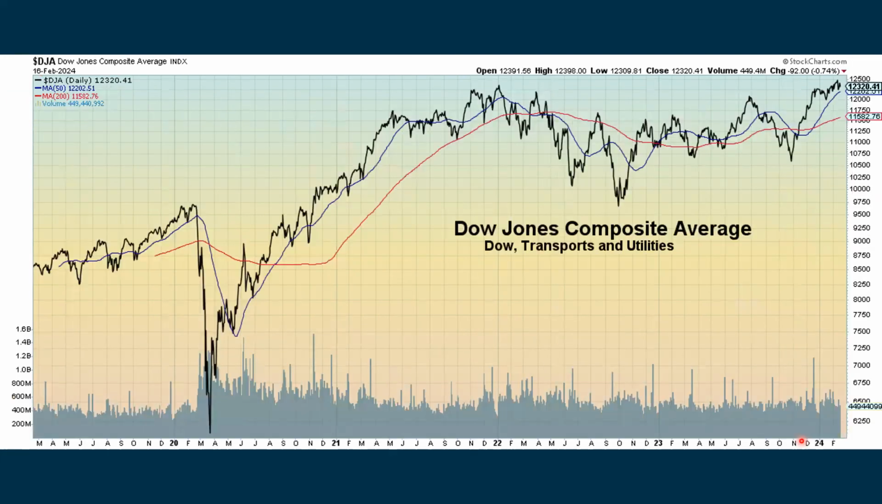Here's the Dow Jones Composite Average, which is the Dow, the transports, and utilities all put together. And most of this is coming from the Dow, as the Dow is achieving new all-time highs. The transports are not looking all that strong, and the utilities are actually in a downtrend. So this upward move is mainly from the Dow.